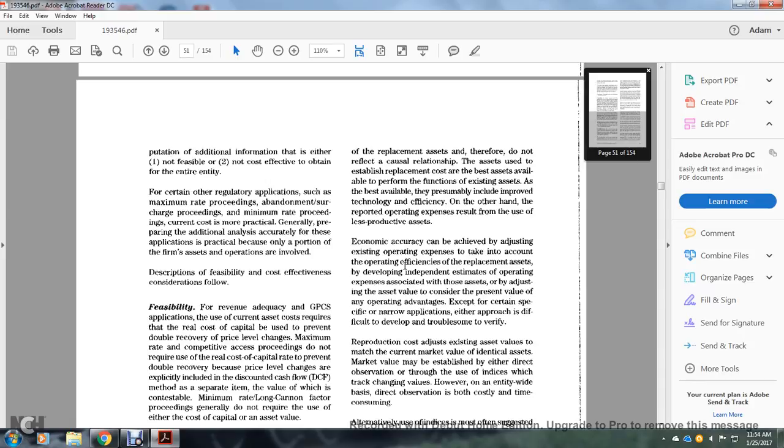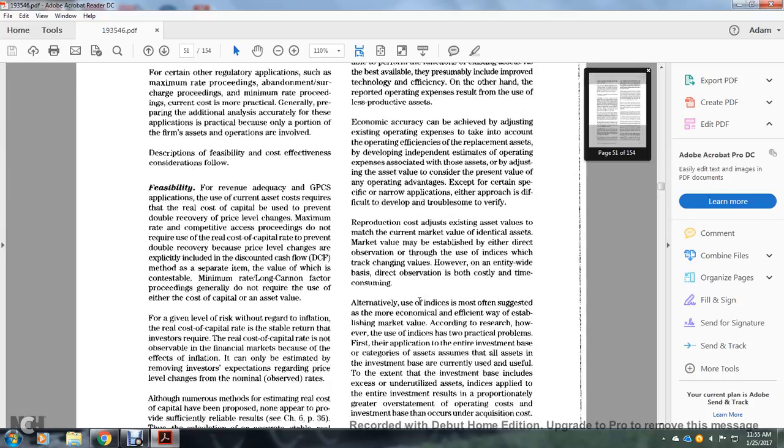Economic accuracy is achieved by adjusting existing operating expenses, the income account, for operating efficiency of the replacement, especially by developing an independent estimate of operating expenses associated with those assets, and adjusting the assets considered for the present value of any of the operating advantages, except in certain specific narrow applications. Each of these approaches is difficult to develop and troublesome to verify.